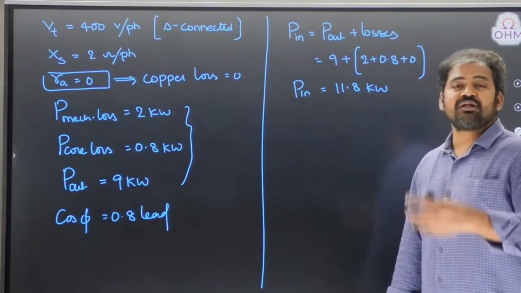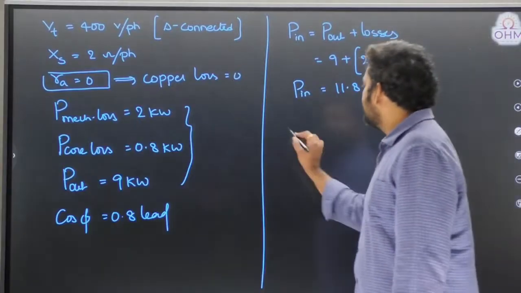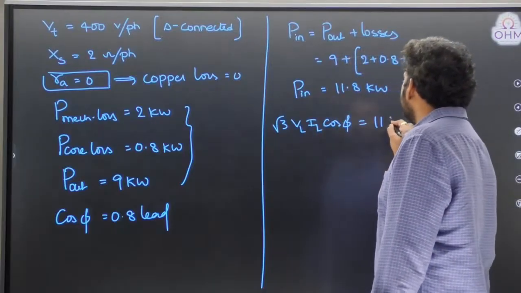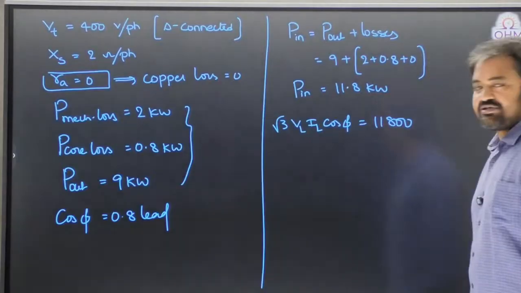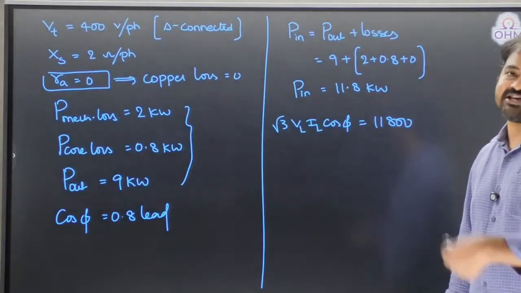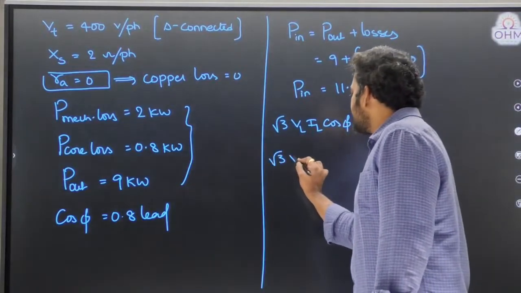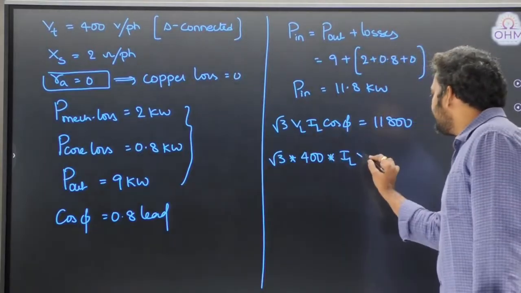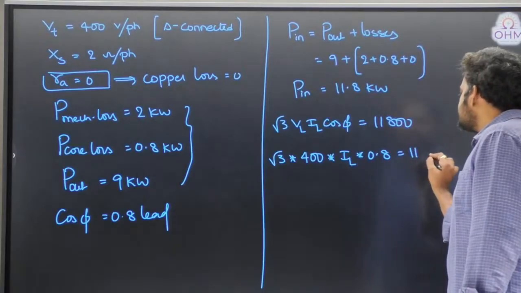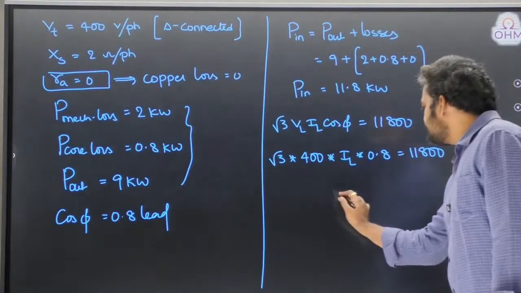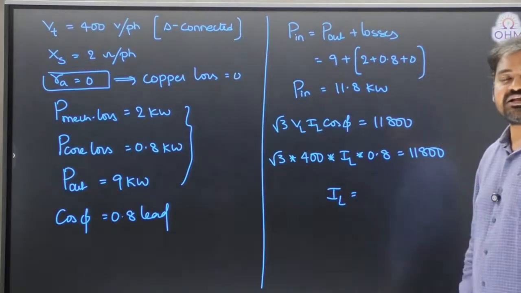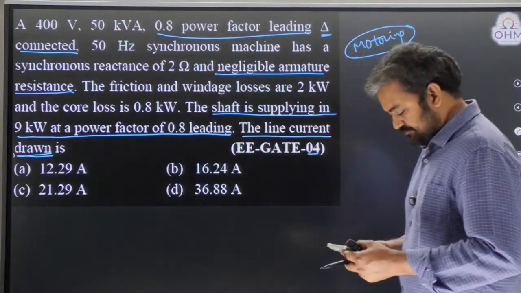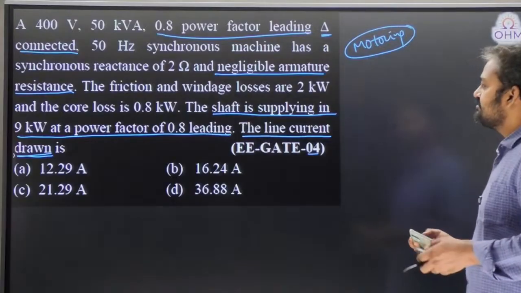Okay. Now, how can I write the formula for input power of any three-phase system? Yes, root 3 VL IL cos phi. Active power, right? This is 11,800 watt. If it is reactive power, root 3 VL IL sin phi. So, root 3 into what is the line voltage given in the problem? 400. Line current is the answer you have to find. Power factor was 0.8. Got it? This is 11,800. And if you solve it, you will get the current information. Directly line current you will get. In the question, what are they asking? The line current drawn by the motor. If you want phase current, then it will be divided by root 3 because delta.